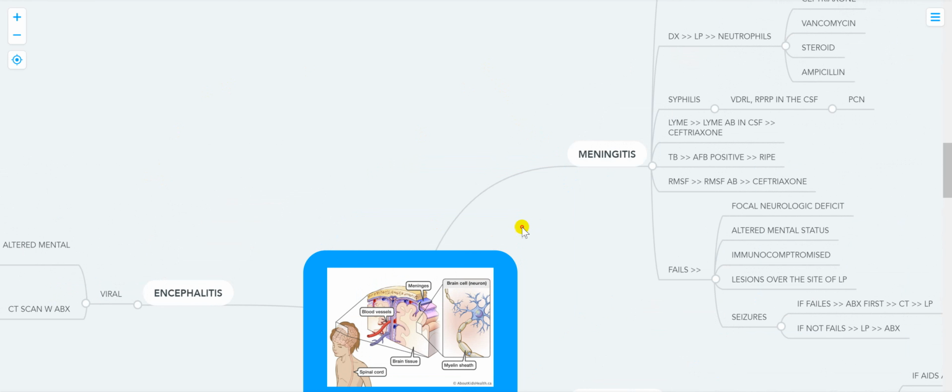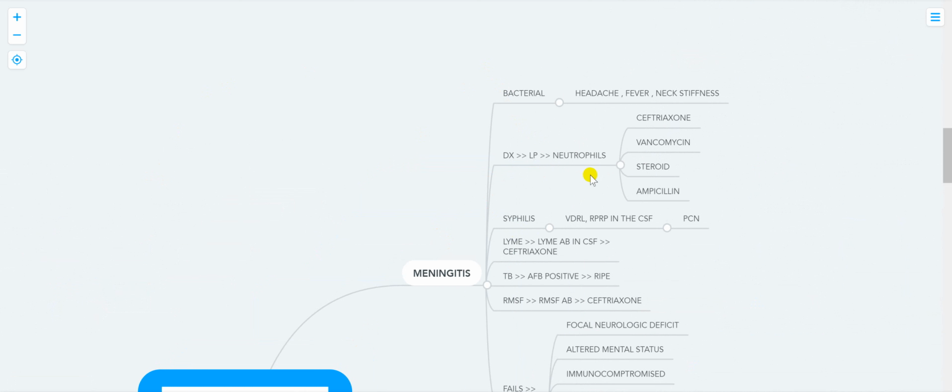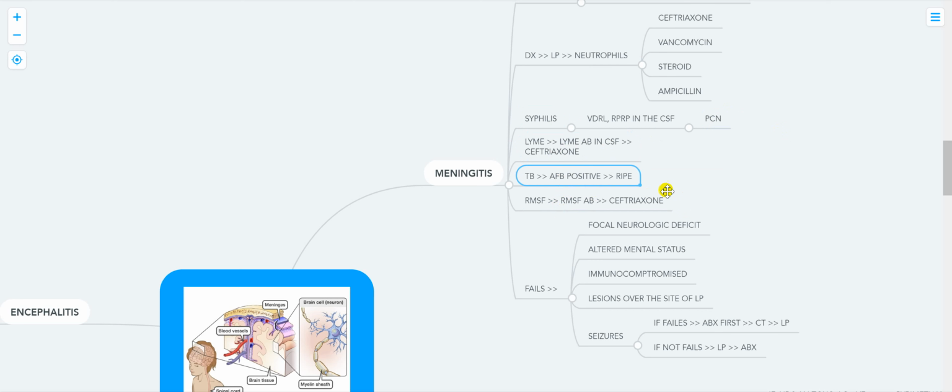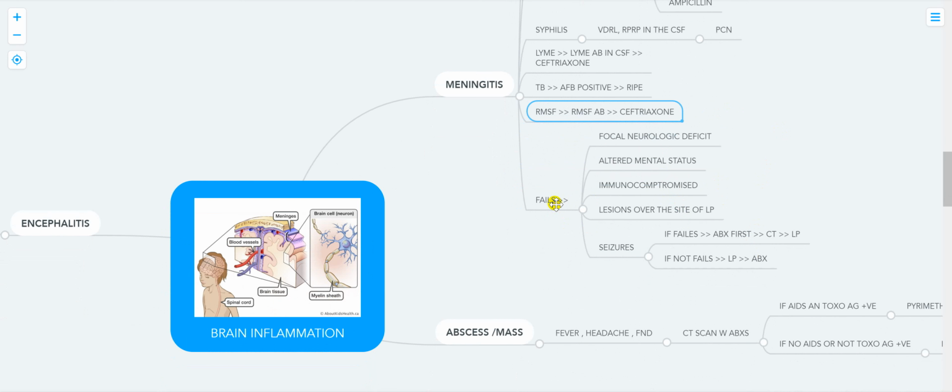In summary, if there is a meningitis, first, the most important thing, lumbar puncture, and then you give ceftriaxone, vancomycin, steroid, ampicillin. And then you follow up. If it's syphilis, you give penicillin. If it's Lyme or Rocky Mountain spotted fever, you do ceftriaxone. If it's TB, you do RIPE. If there's any of the FAILS at the initial presentation, focal neurologic deficit, altered mental status, immunocompromised, lesion over site of lumbar puncture, seizure, then you give antibiotic first and then CT scan before lumbar puncture. If not, then you do lumbar puncture, then antibiotic. This is very important.